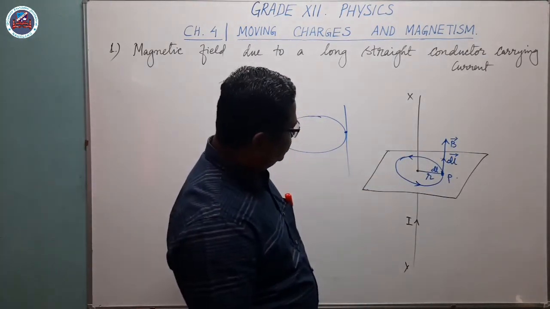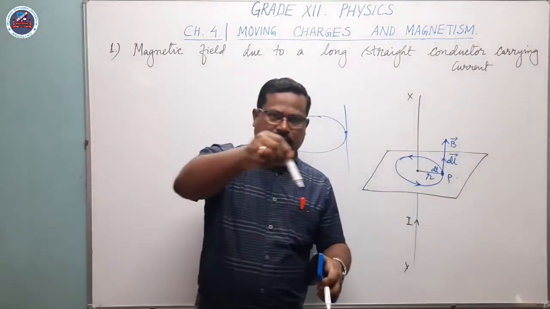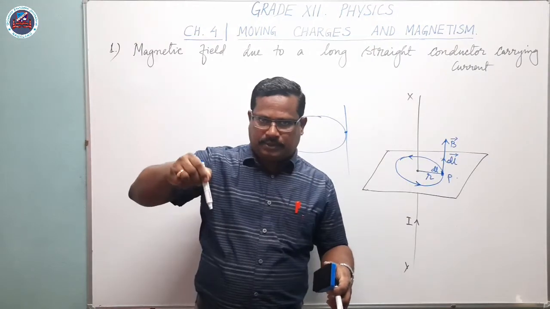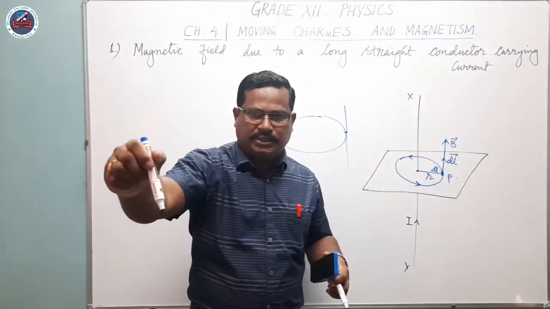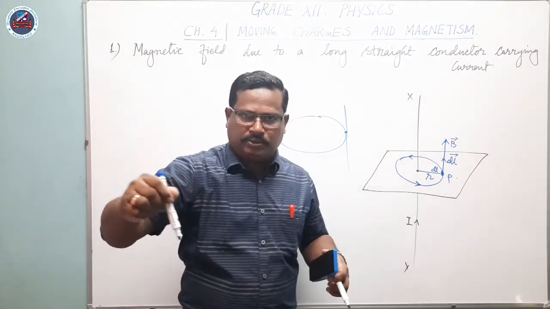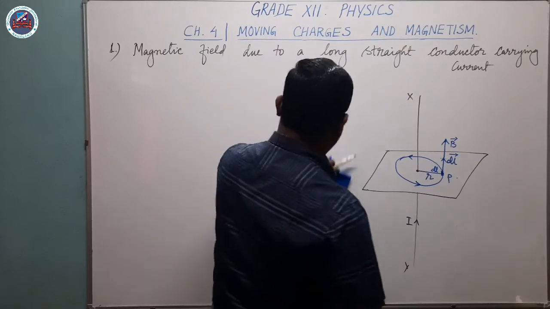On the board it looks as if it is going up, but the circle is like this, and at this point if I take P, then it is going tangentially. dl is also going tangentially, B is also going tangentially. So let me write down here like this.